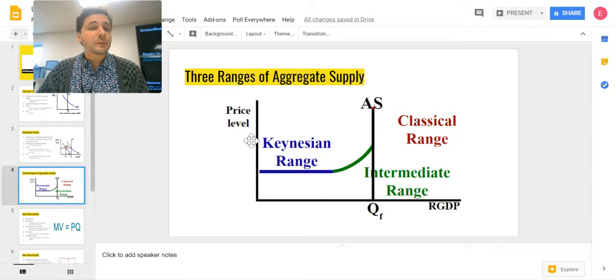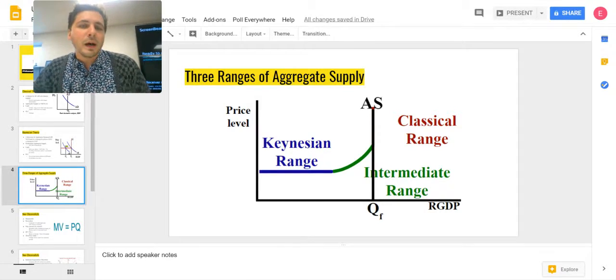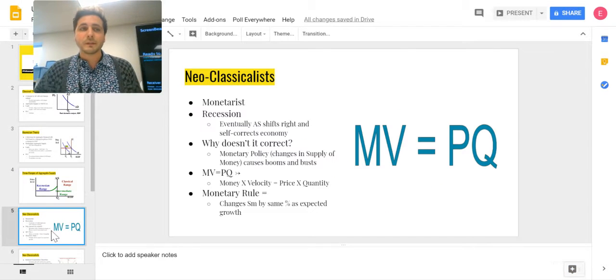All right, so it looks like this. These are the three ranges of aggregate supply. You have your Keynesian range here, where we have a horizontal supply curve. You've got your classical range where aggregate supply is vertical, and then this little upward sloping part is the intermediate range, the compromise range. It's where we end up in the short run when we're making our economic policies. Okay, so those are two major categories. We'll get into the subcategory next.